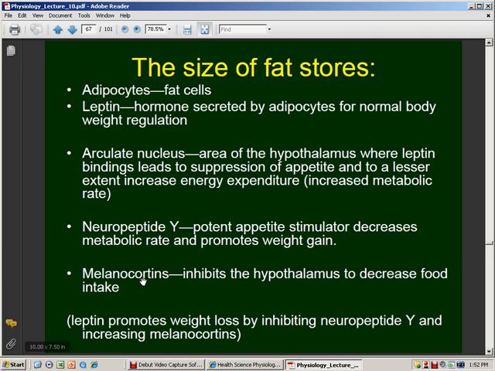Next chemical, the melanocortins. They also work on the hypothalamus. It's like a chain reaction, and I'll show you the pathway in the next slide. But these melanocortins inhibit the hypothalamus and they decrease your food intake. What do they work with? Do they work with neuropeptide Y or leptin? They work with leptin.